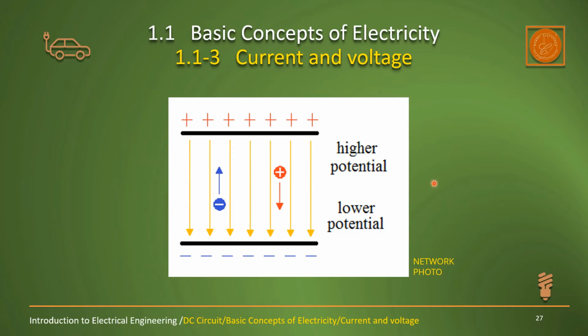Let's take a look at this picture. They have 2 points. This is the high potential. This is the low potential. The voltage means how much work we need to move 1 unit of charge from this point to this point. We call that the voltage.